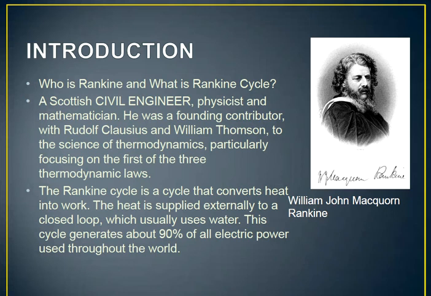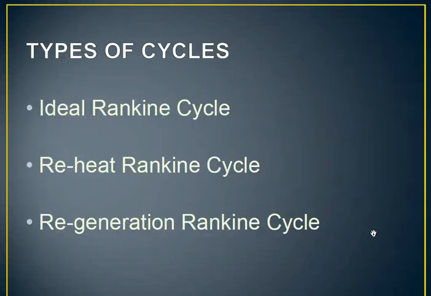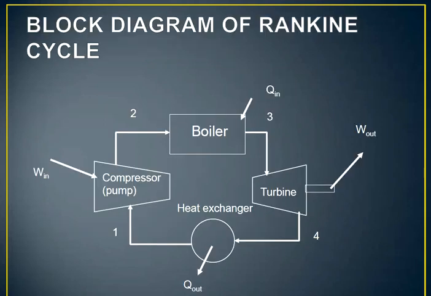The Rankine cycle is a cycle that converts heat into work. Heat is supplied externally to a closed loop system. Again, we studied closed loop systems in thermodynamics. You will know what a closed loop system is, which basically uses water. Most of the power plants in the world operate on this cycle. So these are the three types of Rankine cycles: the ideal cycle, the reheat cycle, and the regeneration cycle.